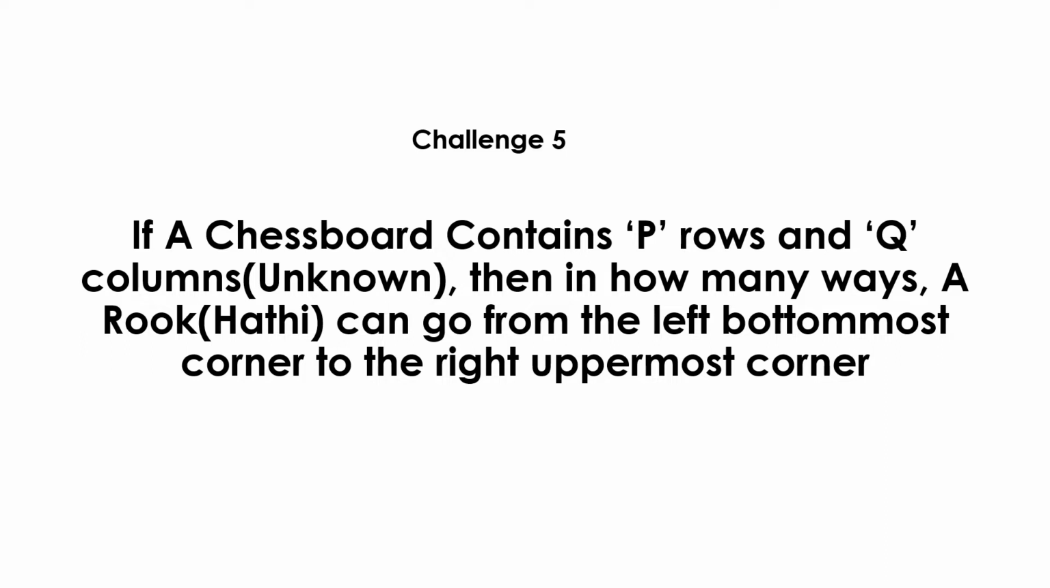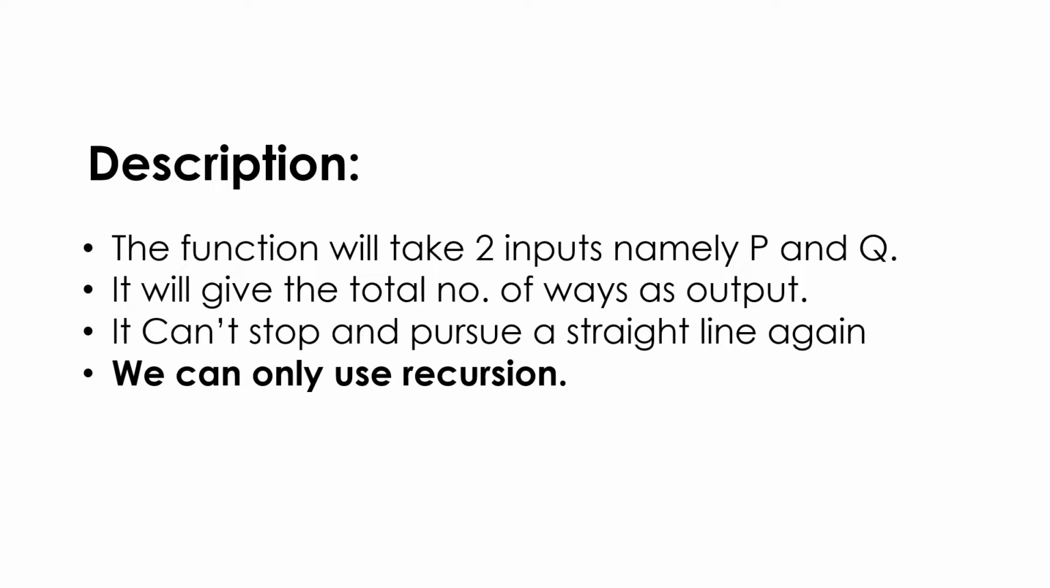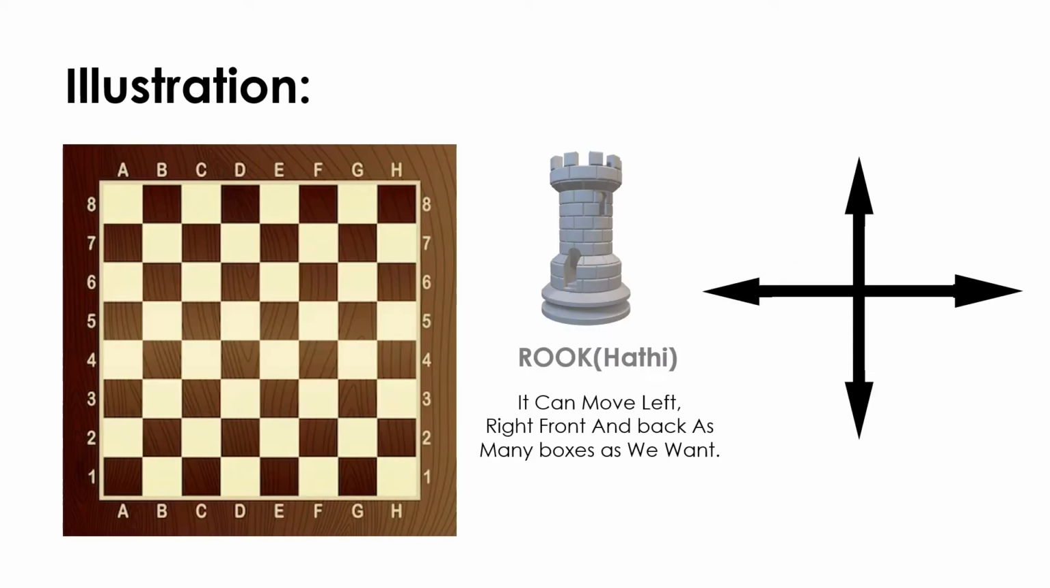Okay, so let me give you the details of the question. The function will take two inputs, which will be the row and column, and it will give the number of ways it can go as the output. One more thing: the rook can't stop in the middle of a line and then again go straight. It can stop midway, but it has to turn then. It also can't turn left or down. It has to go only right or up. And we also have to use recursion only. We can't use iteration.